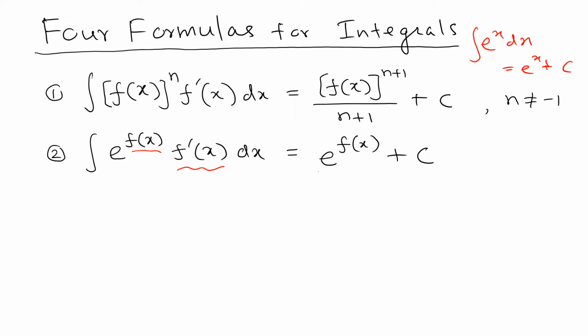e to the f(x). The reason is once you take the derivative, you can see you're going to get this one. So that's the idea. You think backward. So that's the second one.